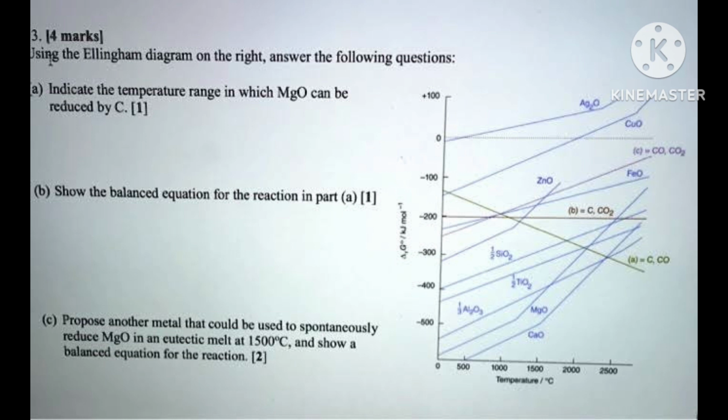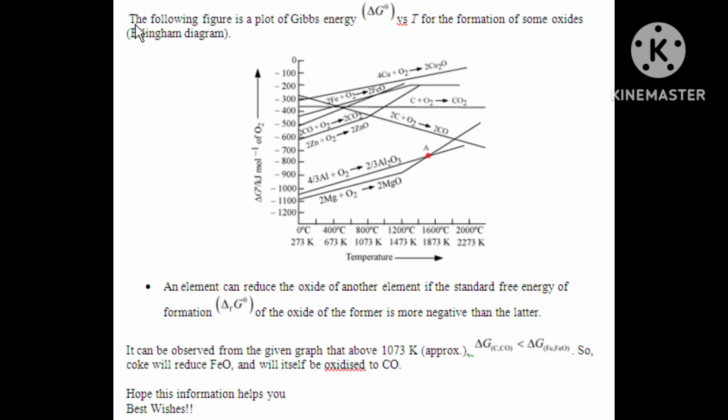Correct. Below that point magnesium can reduce alumina. Okay, then temperature you also know on the x-axis, and delta G. Whatever be the value of delta G, just at the point of intersection, means A, below that magnesium can reduce the aluminum oxide. Okay.